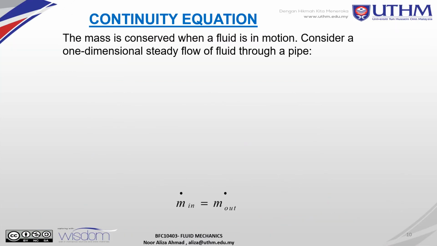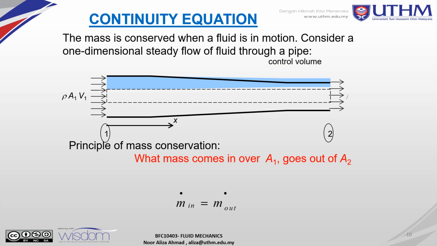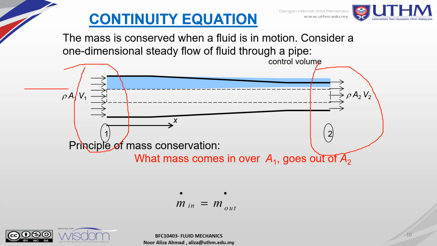Continuity equation. Mass is conserved when a fluid is in motion. Consider a one-dimensional steady flow of fluid through a pipe. The flow is from this pipe at point 1 here to point 2 here. So the principle of mass conservation is that what flows in through A1 goes out through A2.